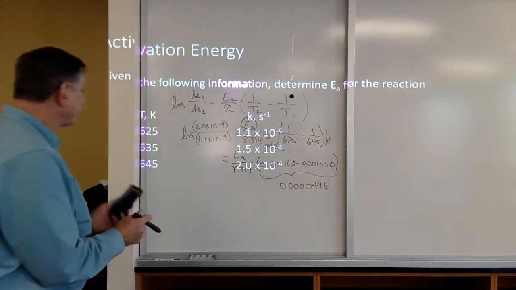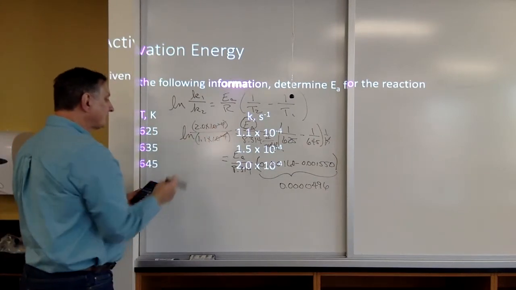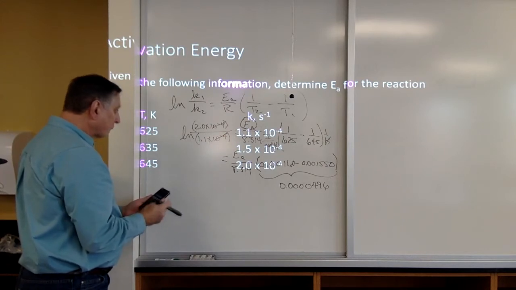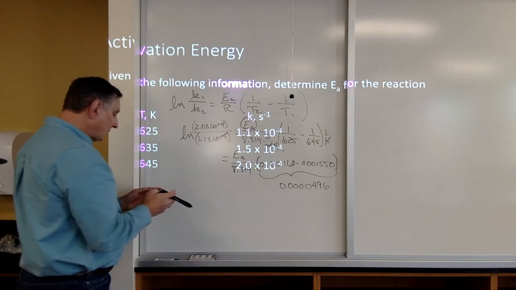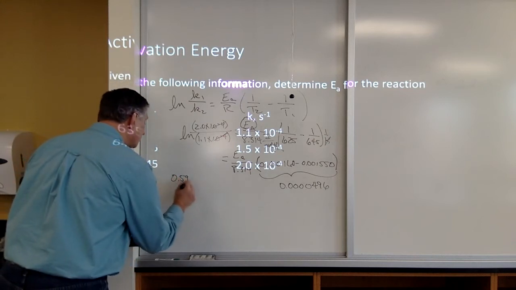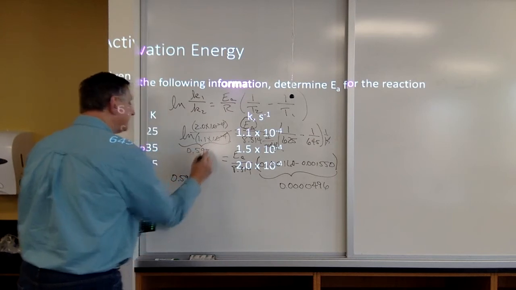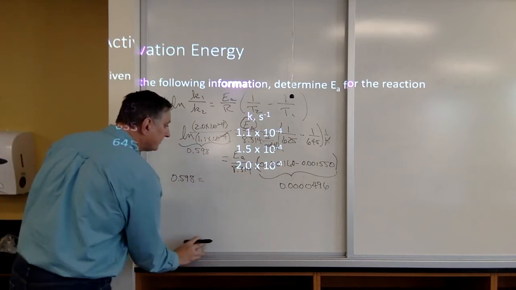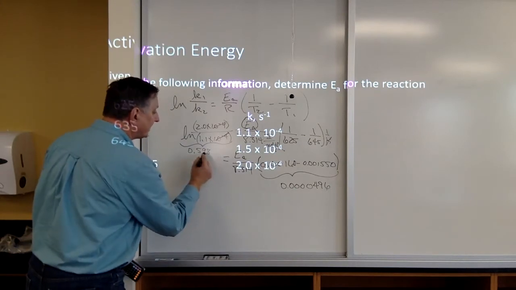do the left side. 10 to the minus 4 divides out. We're left with 2 divided by 1.1. 2 divided by 1.1. Natural log. 0.598. In other words, this mess, 0.5. This is equal to 0.598 is equal to this.